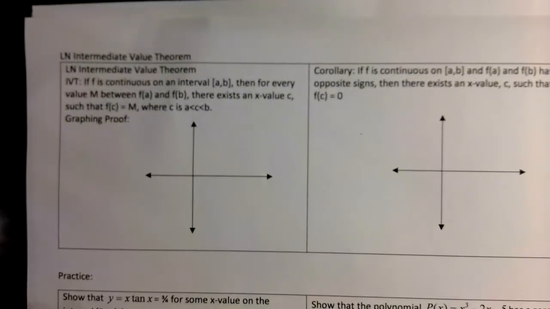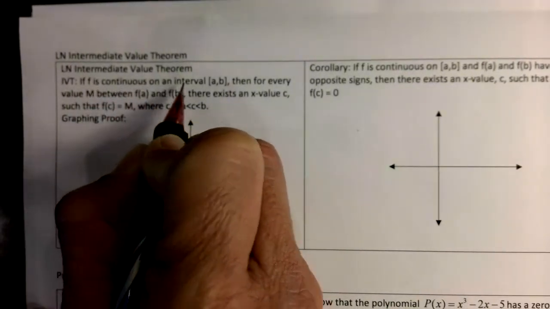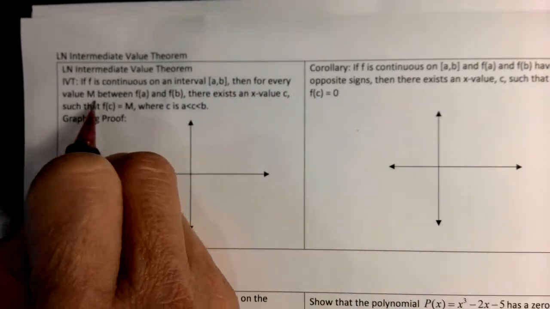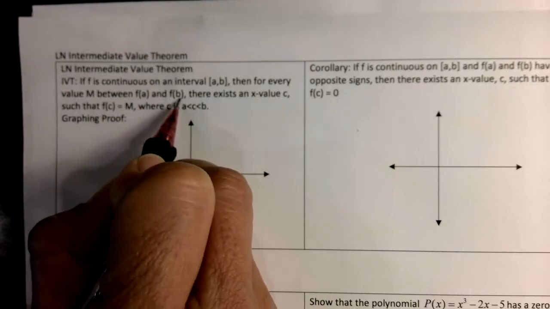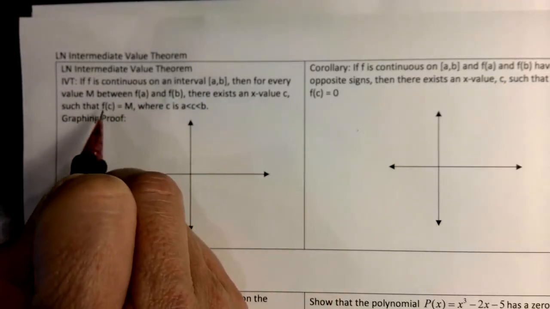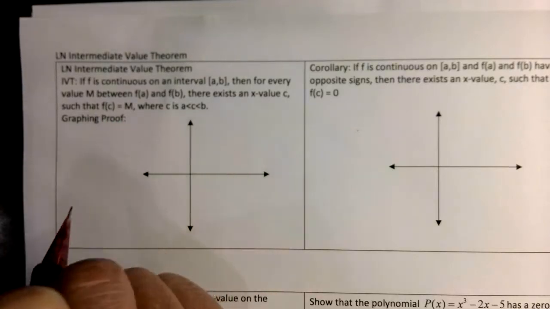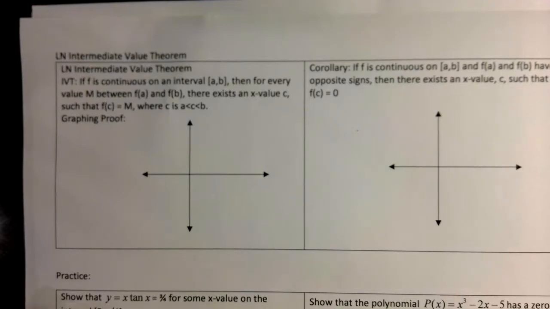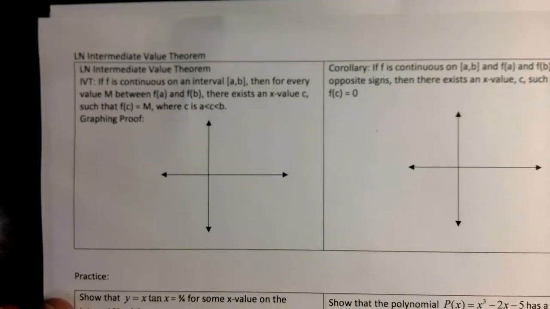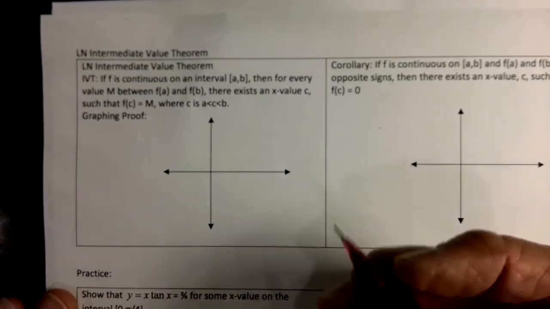So the intermediate value theorem. If f is continuous on an interval a to b, then for every value m between f of a and f of b, there exists an x value c such that f of c equals m, where c is between a and b. Okay, what I want to do first is just work through what all of that means and how we can use a graph to understand all of those words.